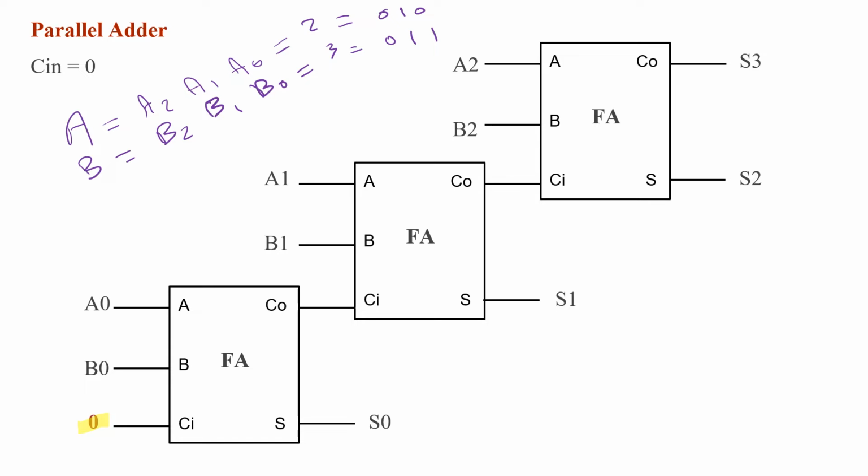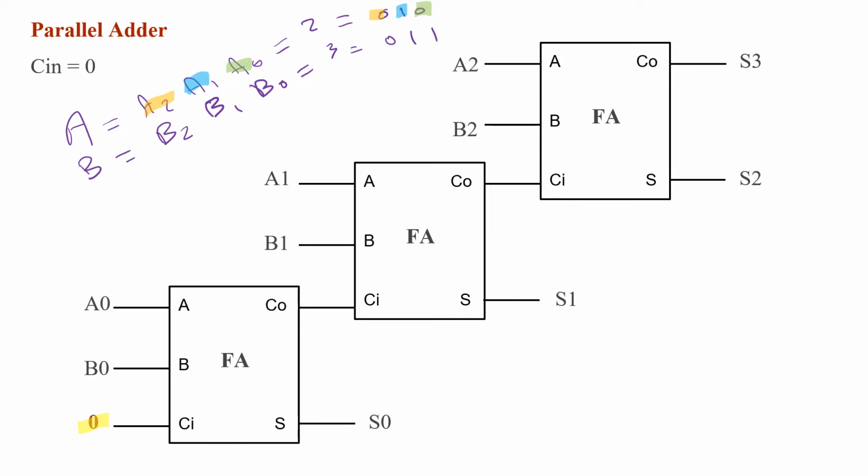That means A0 must be 0. So this is A0. All right. A1 is 1. And finally, we have A2 as 0. The same goes for number B.